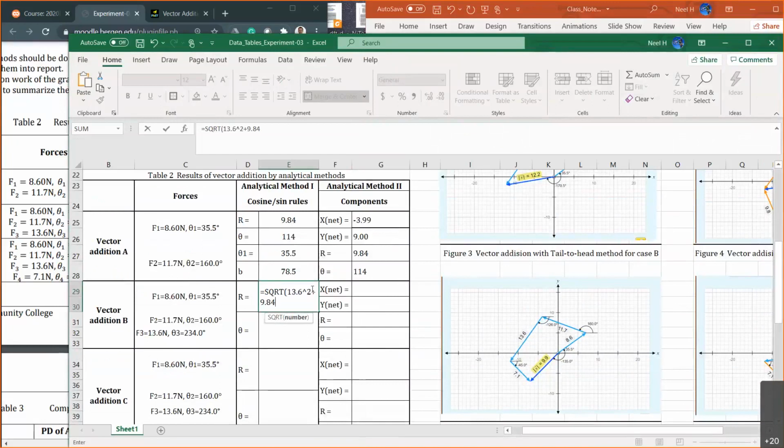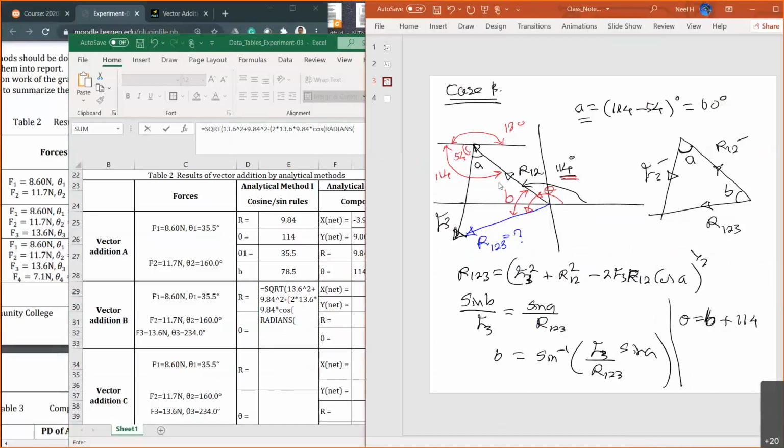9.84 to the power 2 minus open brackets 2 times 13.6 multiplied by 9.84 times cosine. Cosine, open brackets, we always need the radian function in Excel. To do any trig function, we need that radian function. And then the angle is A. We figured out that angle right here, A, which is about 60 degrees. Okay.